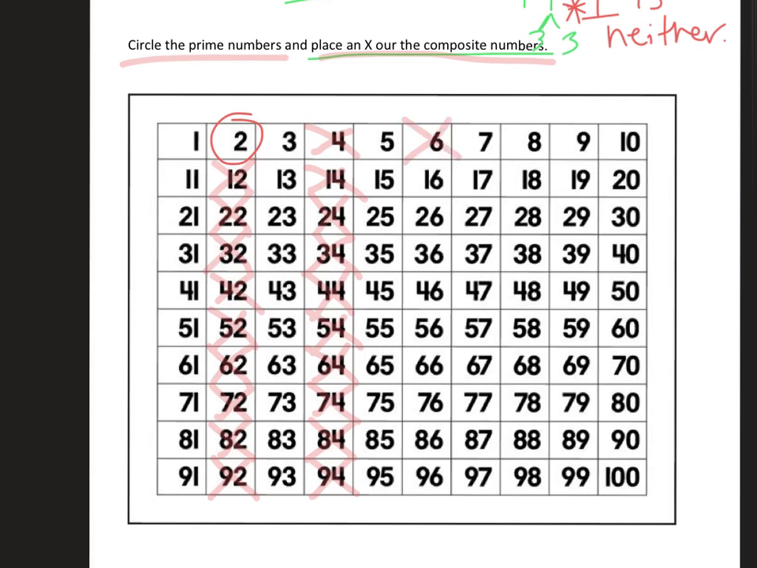6 is even, and any number with the last digit of 6 is even. So we're going to cross all those out. Okay, 8 is even, and all the numbers with the last digit of 8 are even. Okay, 10 is also even, and all the numbers that end in 0 are even. We saw that in our divisibility rules.